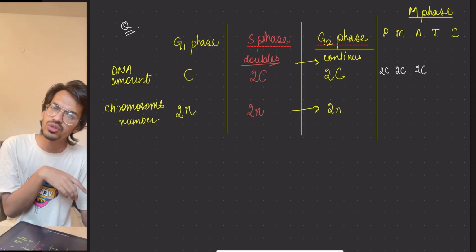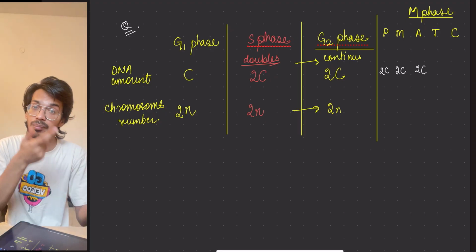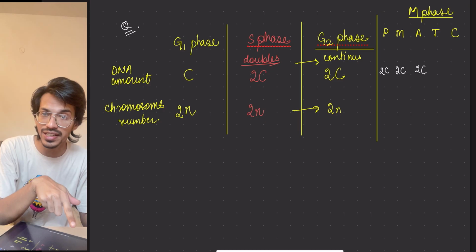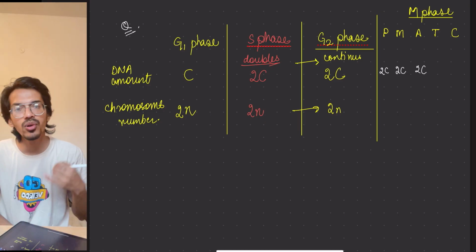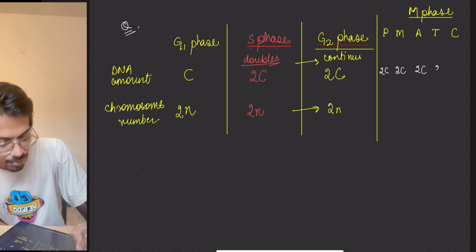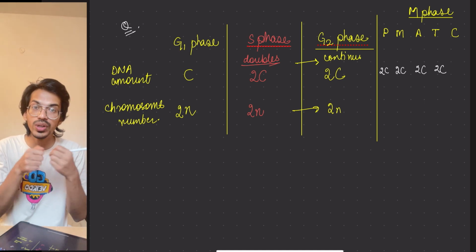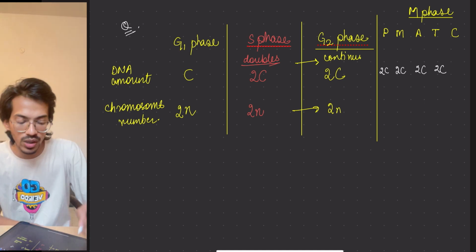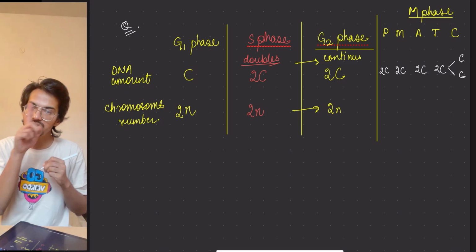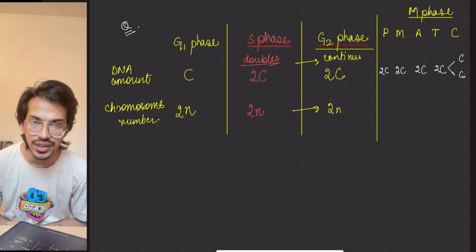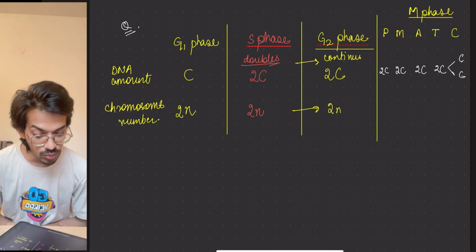Then in telophase also, two nuclei will be there. A multinucleated condition is there in telophase, but the amount of DNA inside a plasma membrane boundary is still double. But when cytokinesis occurs, two different cells form. Here equal division occurs, so each cell will have C. That is C and C. Understood?